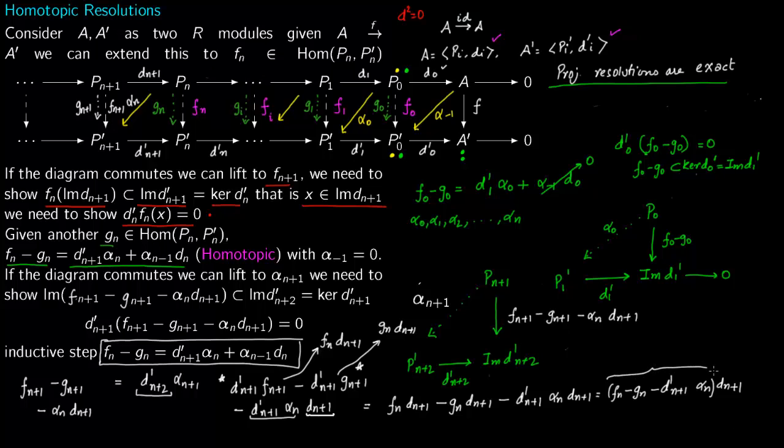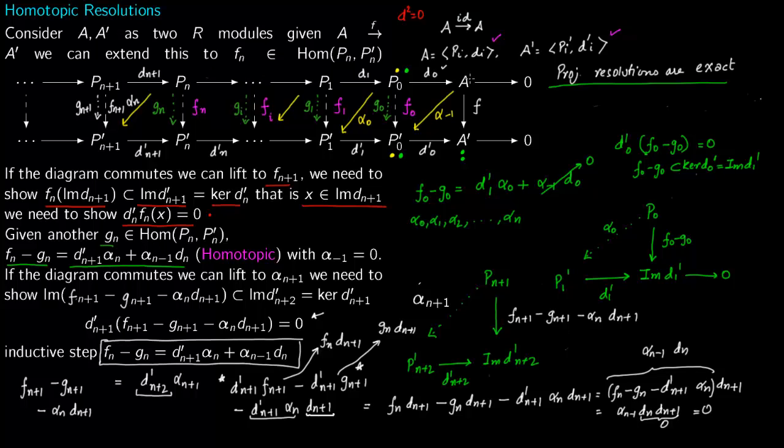Now this entire thing, focus on the inductive step here. You have f n minus g n. Now you take this term to the left hand side: f n minus g n minus d prime of n plus 1 alpha n will be equal to alpha n minus 1 d n. So you can rewrite this as alpha n minus 1 d n composed with d n plus 1. Now you have two d's next to each other. This is 0, so you get this equal to 0, and that is what we wanted to show. So that is the end of the story.